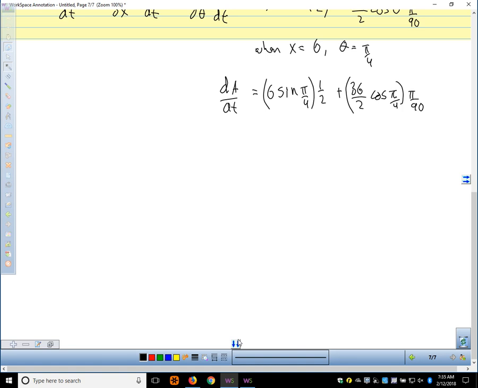And since we're not in Calc BC anymore, we're going to do a little more work here. This is terrible. You would not want to calculate with this. This is 3 square root 2 over 2. Sine pi over 4 is square root of 2 over 2. Plus pi square root 2 over 10. That would be the answer.